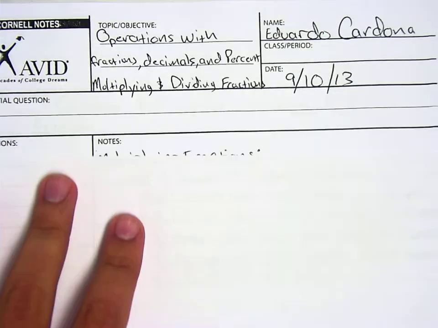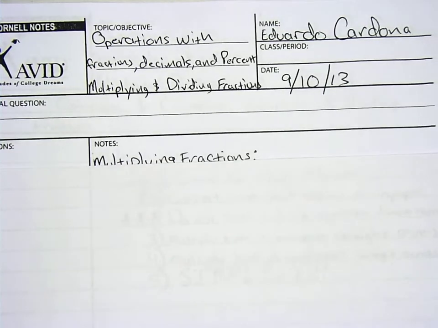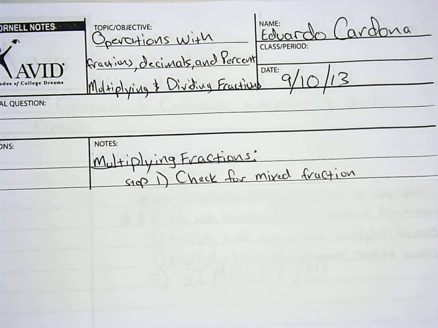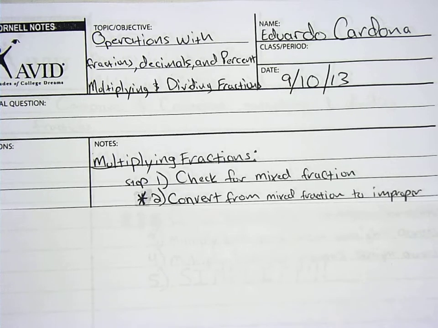Multiplying fractions comes in 5 easy steps. Our first step is check for mixed fractions. Our second step, which has an asterisk in front of it, says convert from mixed fractions to improper. So if you do have a mixed fraction, you must convert it from mixed to an improper.